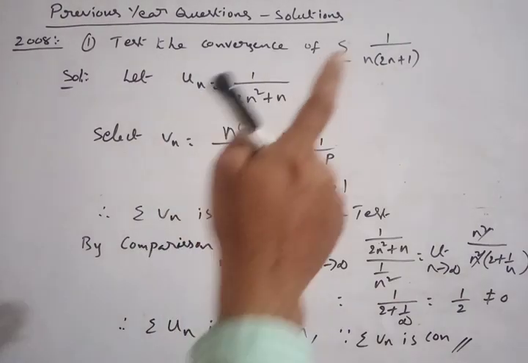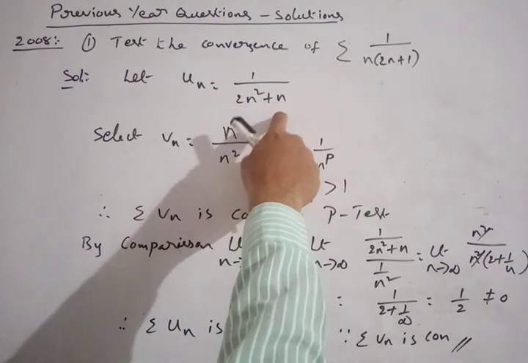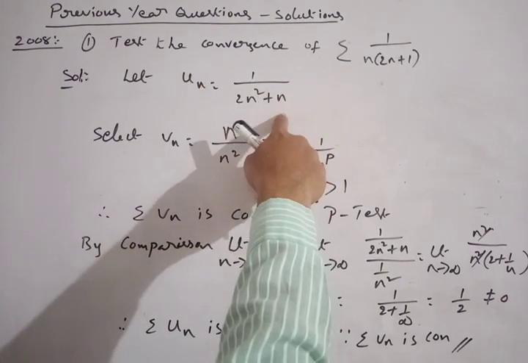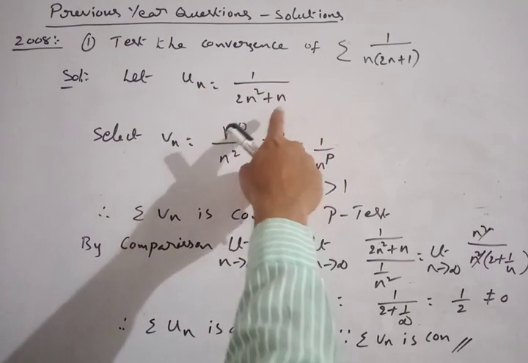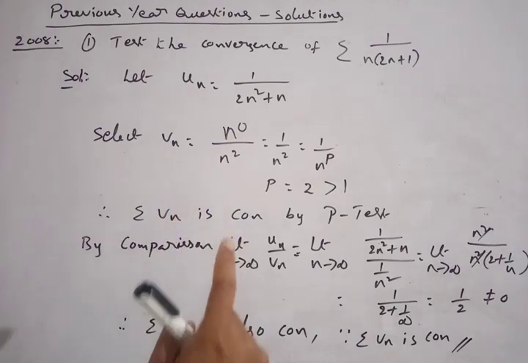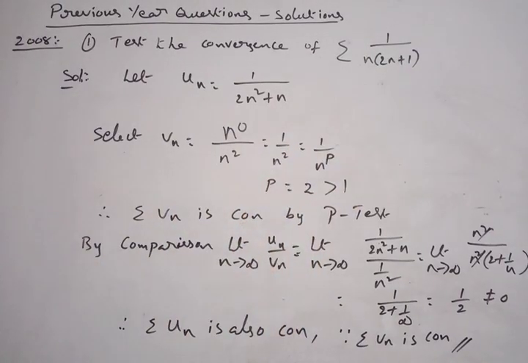So like this you need to solve this problem. First you need to test which test you have to use. Whether it is in the form of r power n, no. Whether it is in the form of 1 by n power p, no, correct? Then you need to go for the third test, the comparison test.